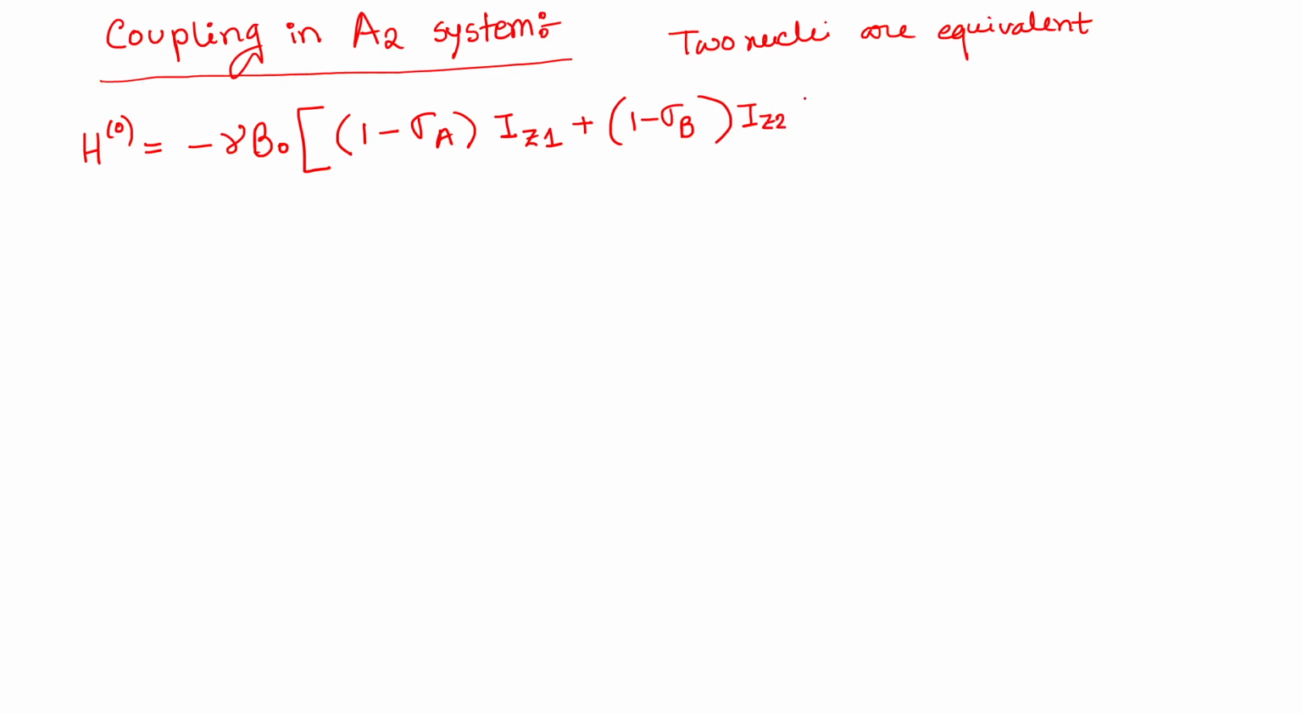1 and 2 are different, two nuclei, but they are the same nuclei. If they are protons, both are protons, and they are also equivalent, but we are marking them as 1 and 2. As they are equivalent, we can't really distinguish between them, and that is going to be a bigger factor here when we write the wave functions.